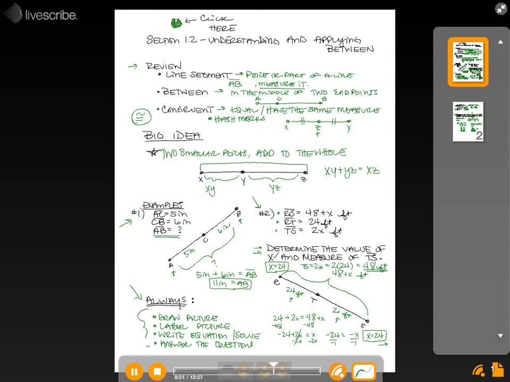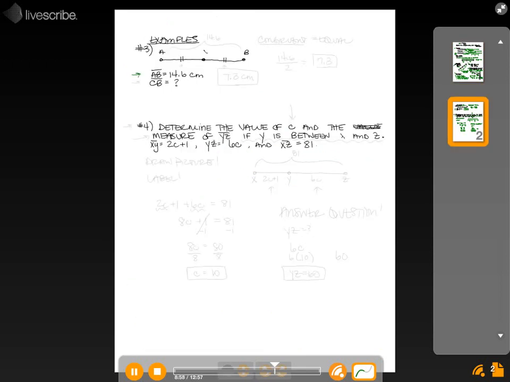Examples 3 and 4. Example 3. It tells us that AB is 14.6 centimeters. We want to find CB. And if we look, we have these hash marks. Remember, those hash marks mean that they are congruent. Congruent means that they're equal or they have the same measure. All right? Well, let's label our picture.